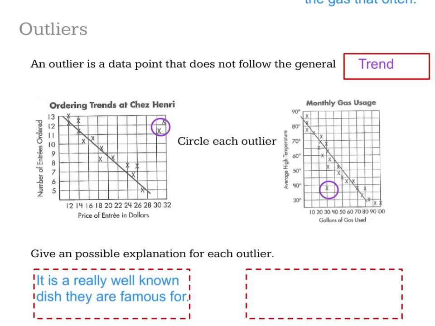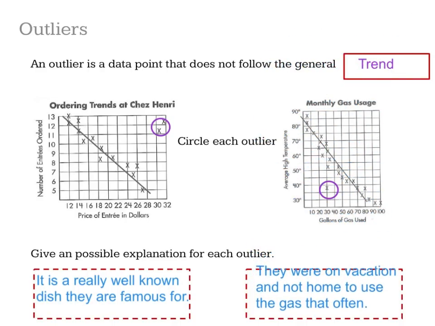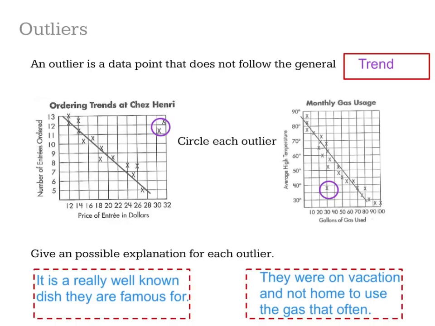Shifting focus over to the gas graph, why would people not be using a lot of gas to heat their home when it's cold outside? A possibility for this would be that they were on vacation and they were not home to use the gas that often. Maybe they have a house that they go to in Florida for the winter, and therefore they don't use a lot of gas because they're not home and they don't need to keep it heated as much. All right, let's take a look at the next one.